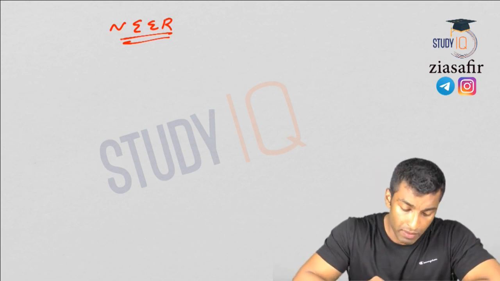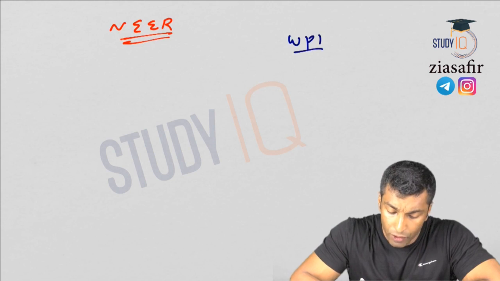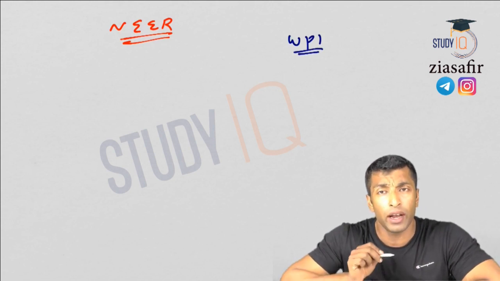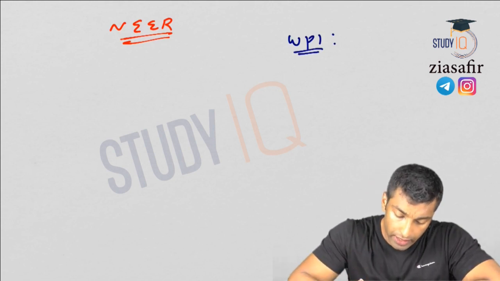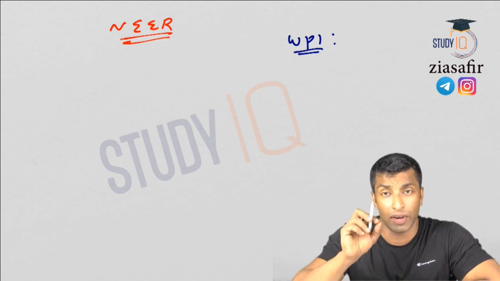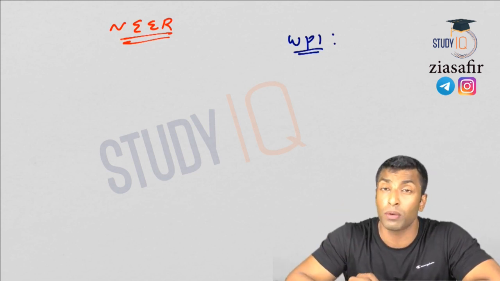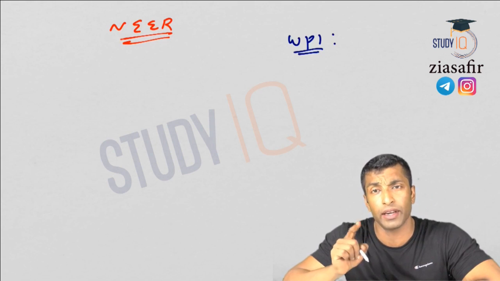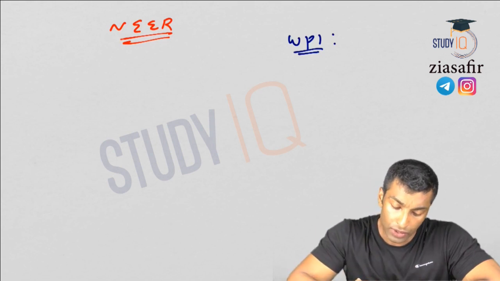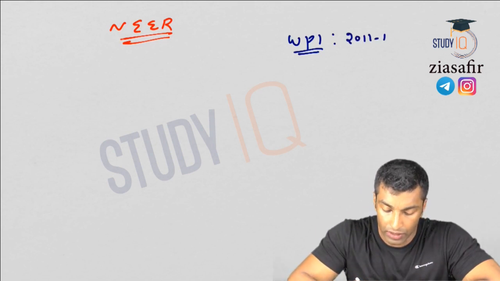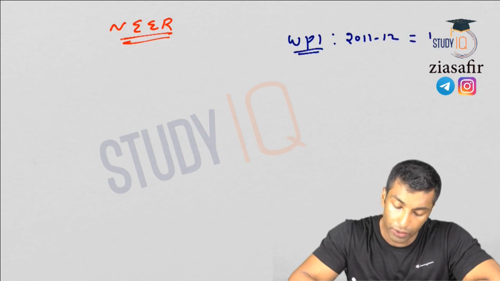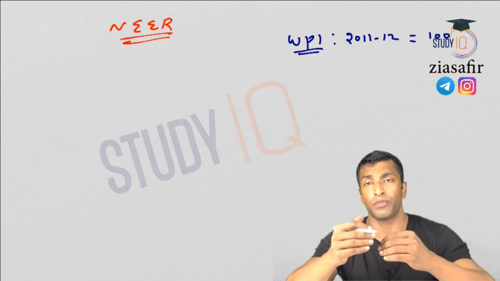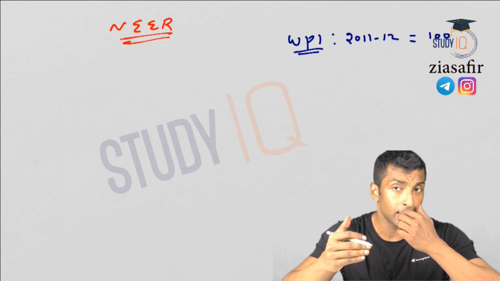Before, if you remember, we talked about WPI, and I've told you WPI is an index number, and how you write that WPI, you put a colon, and then you have a base year. When you talk about any index number, there has to be a base year and a base value. So there will be a base year. Now the base year is 2011-12, we have discussed this, equal to 100. So this is actually the base value. From there you start understanding the change.